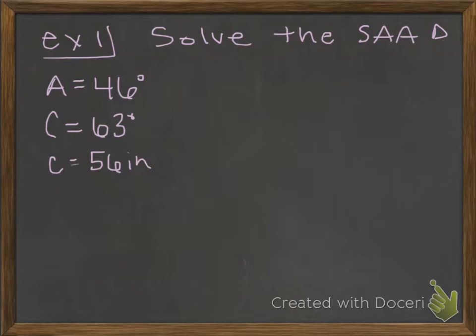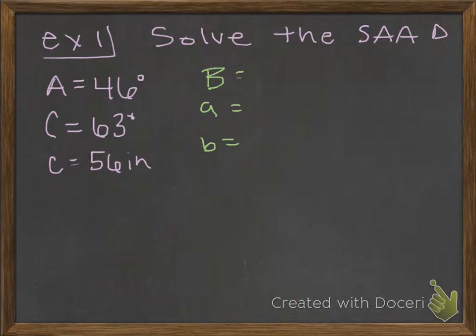We are going to be solving the side angle triangle, and whenever the directions say solve, that means they want to know everything that's missing about the triangle. So notice they gave you angle A, angle C, and side C. So the information that's missing is angle B, side A, and side B. So it might be a good idea to set up ahead of time what information you are missing.